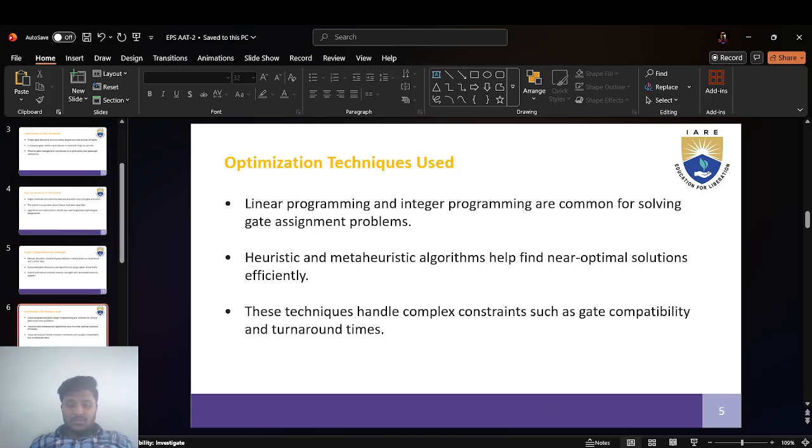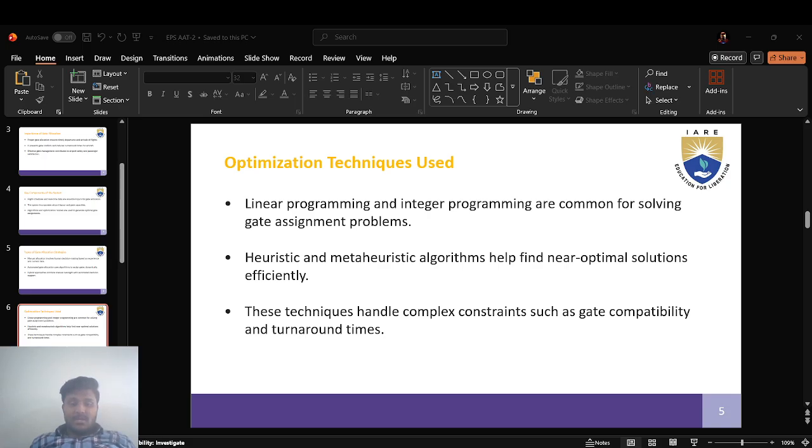Optimization techniques used. First one is linear programming (LP) and integer programming (IP). These are mathematical methods used to make the best possible decisions. In the case of gate assignment at airports, LP and IP help decide which flight should use which gate so that everything runs smoothly. Linear programming is used when decisions can be split into fractions, like assigning half a resource, while integer programming is used when decisions must be whole numbers. You can't assign half a gate to a plane.